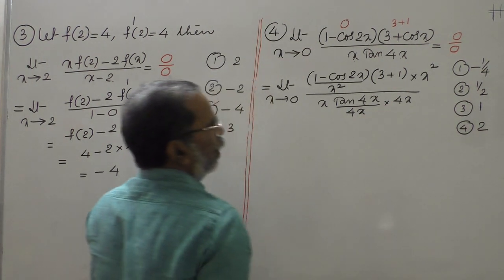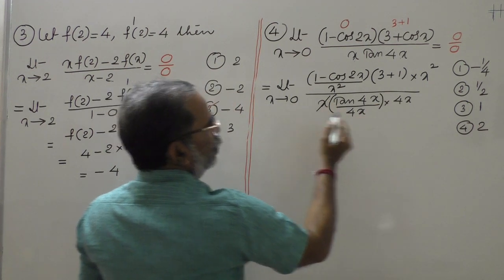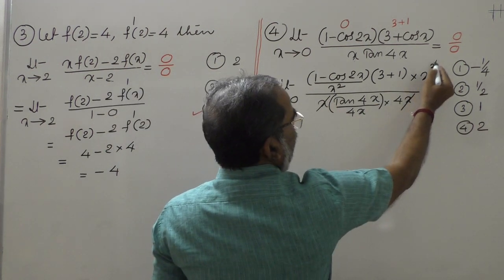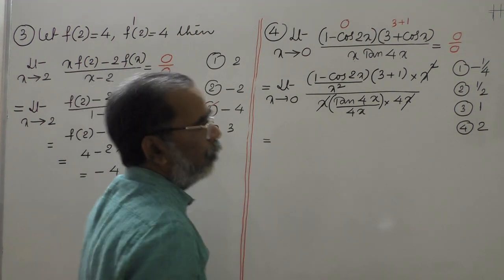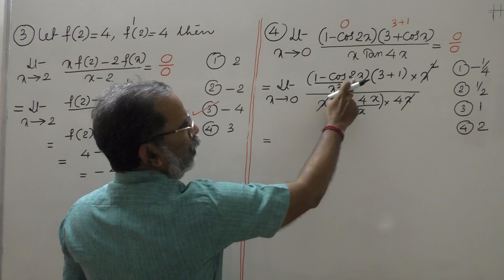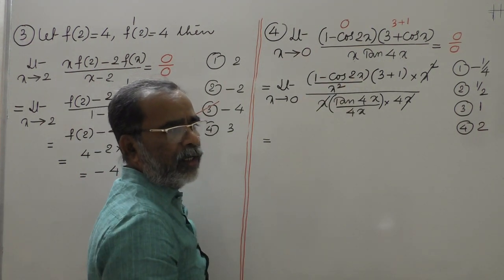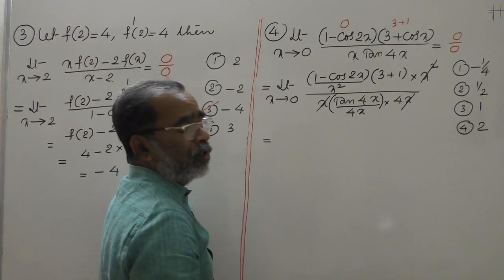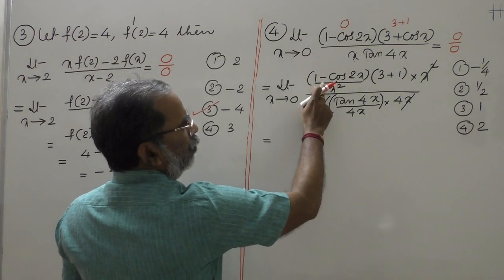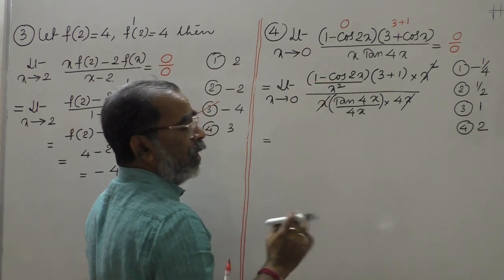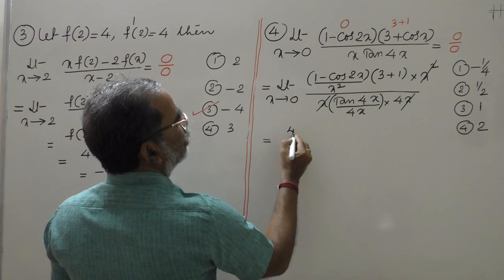So now see carefully. I can cut x into x square, and x square gets cancelled. Now I am applying the limit. What is this? 1 minus cos 2x by x square. Just now I said, even though it is not a formula, many times it will appear. So what is the limit value? A square by 2, A is 2, so 4 by 2.